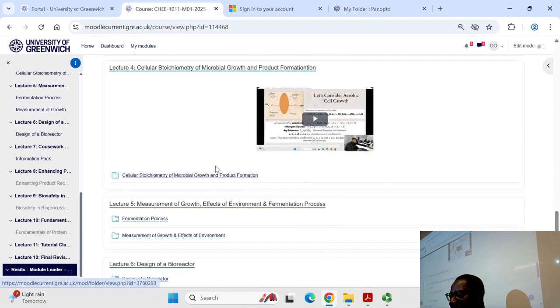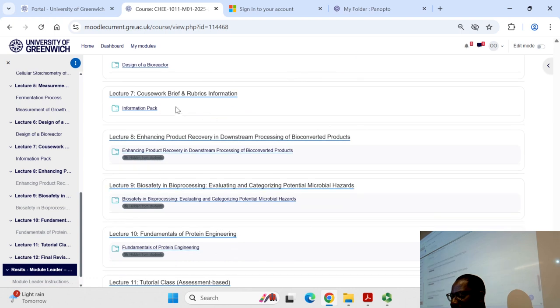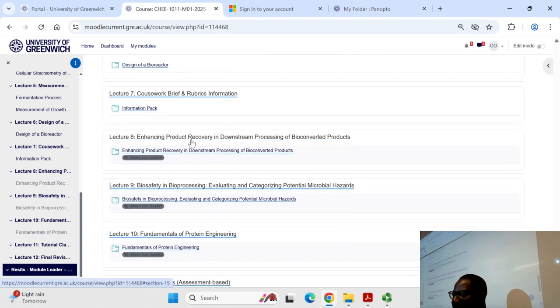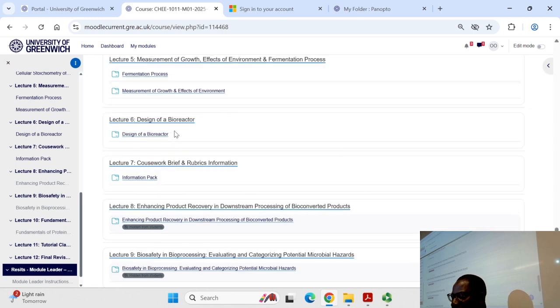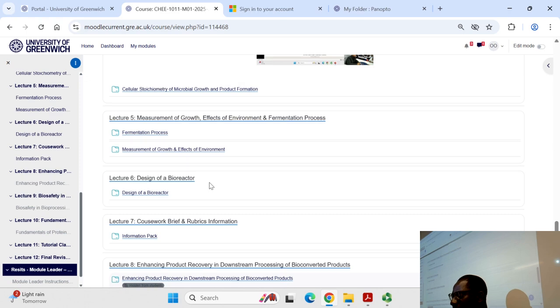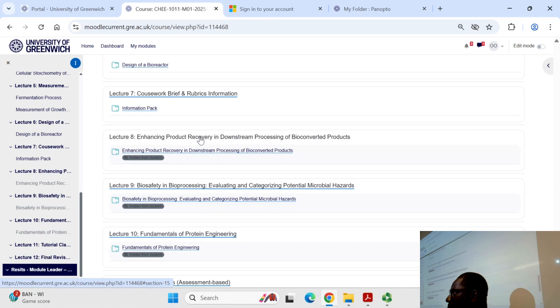That was the reason why I was shouting, please don't allow this thing to accumulate. See, design of our reactor is there. And next week, no, I won't do that now. What is information pack? You saw what? Information pack. Lecture 7. Yeah, you can check this information pack here. Then enhancing product recovery. This is very important. You know what will happen? Let's move into this before fermentation process, because they go hand in hand. Because if I move into fermentation process, you may have issue. But let's move to this, because this one will help you in your design.